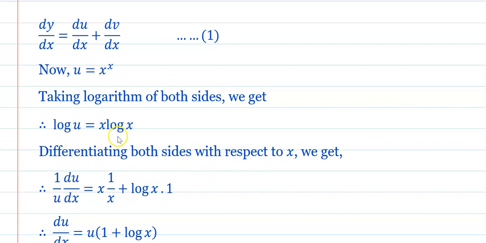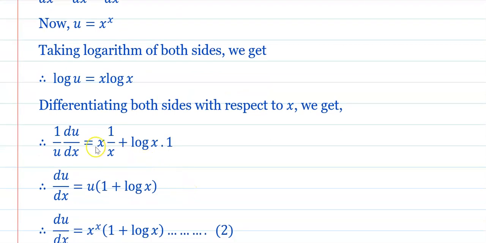Here apply the product rule. x as it is, derivative of log of x is 1 upon x, plus log of x into derivative of x, which is 1. Now what is the value of x into 1 upon x? It is 1. So 1 plus log of x. This 1 upon u on the left side will be multiplied on the other side. Therefore du by dx is equal to u in bracket 1 plus log x.